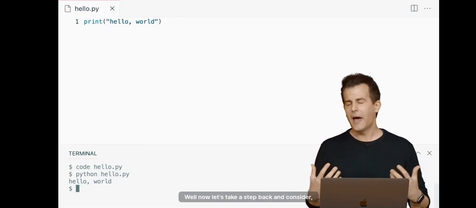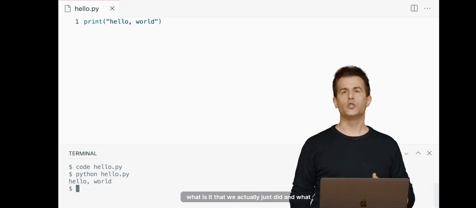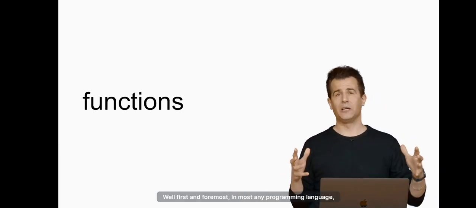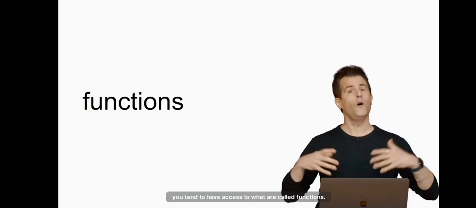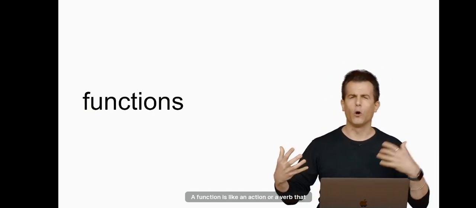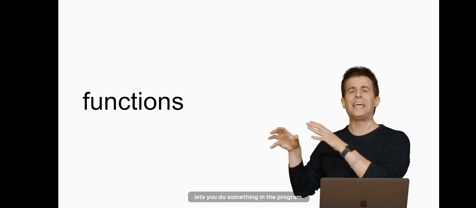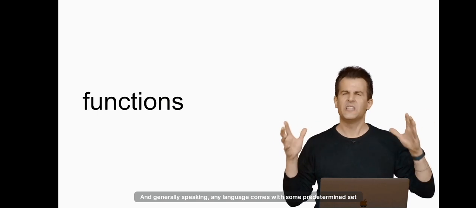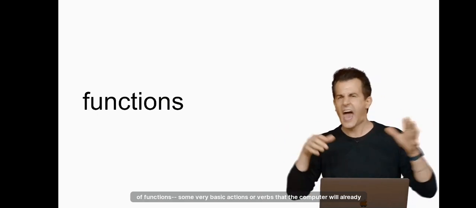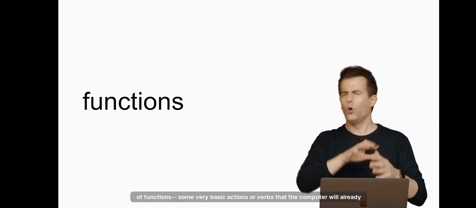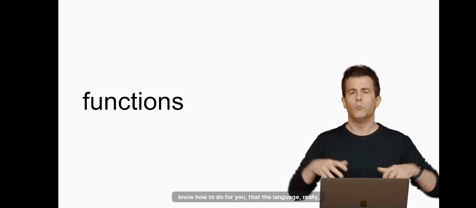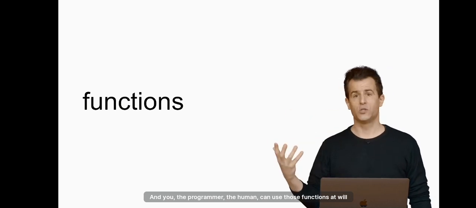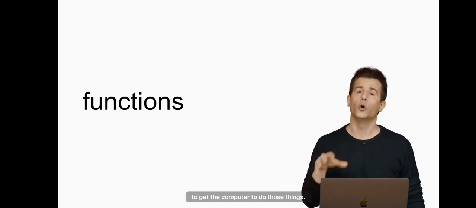Well, now let's take a step back and consider what it is that we actually just did and what it is we're looking at here on the screen. Well, first and foremost, in most any programming language, you tend to have access to what are called functions. A function is like an action or a verb that lets you do something in the program. And generally speaking, any language comes with some predetermined set of functions, some very basic actions or verbs that the computer will already know how to do for you, that the language really will know how to do for you, and you, the programmer, the human, can use those functions at will to get the computer to do those things.